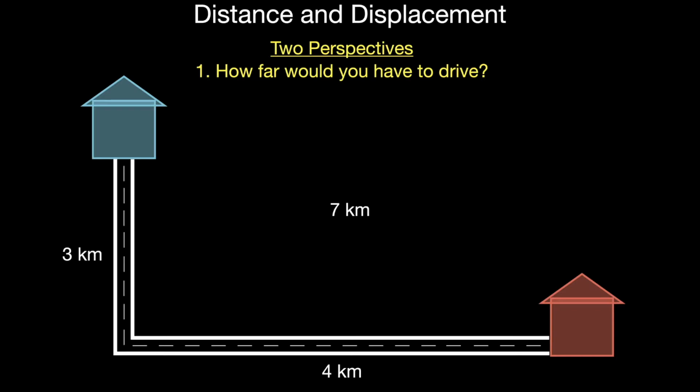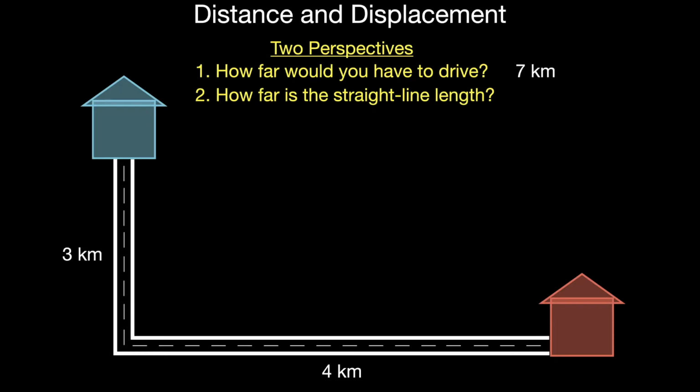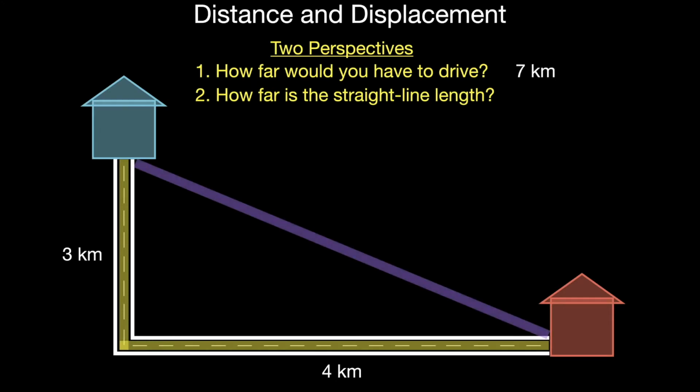However, if by far we mean, how far is the straight line length between your house and your friend's house, well then obviously 7 would not be the answer. How do you think we can find the straight line length between your house and your friend's house? Well, what do we know? We know this length here is 3 kilometers, and this length here is 4 kilometers. And we're looking to find this length. Wait a minute. No. Is that a right triangle? I think it is. That looks like a right triangle to me.